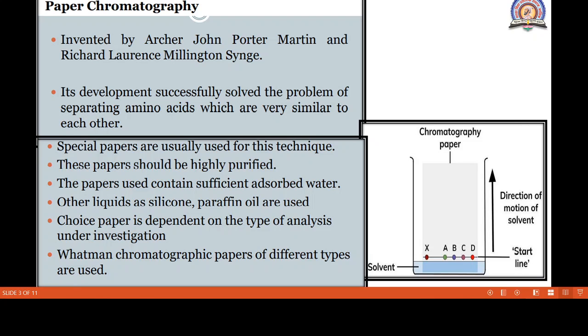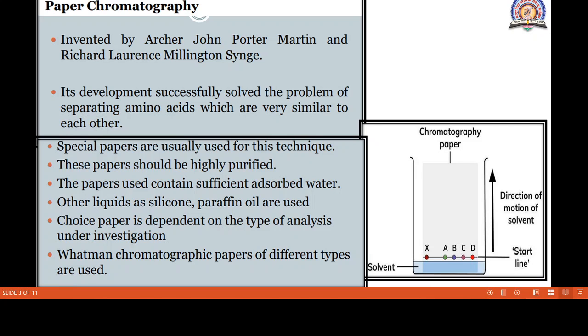Means if the amino acids are very much similar to each other, at that time we use a different paper, and if they are distinctly separated, at that time we use another paper. So the choice of that paper totally depends upon the type of analysis under investigation. Okay. Whatman's chromatographic papers of different types are also used for this paper chromatographic technique. Here the figure is given.